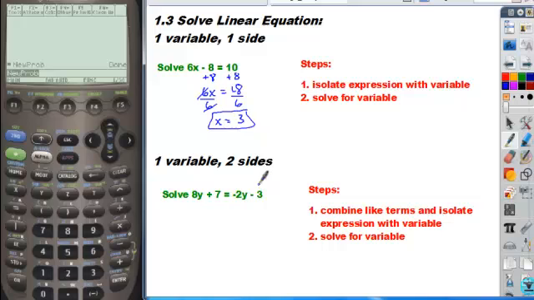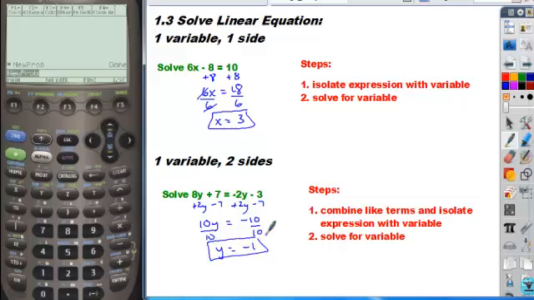And even if we have another variable, but just a single variable, but a variable on each side of the equation, we still just do the same thing. Combine your like terms. If you move your variables to one side of the equation, in the same step, you can move your constants to the other side, leaving you 10y is equal to negative 10. Again, continue to isolate your variable until you get your standalone answer.